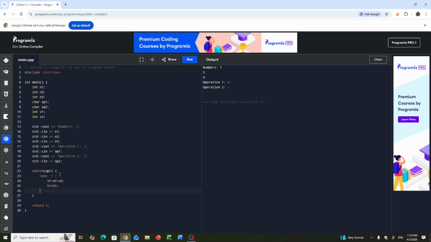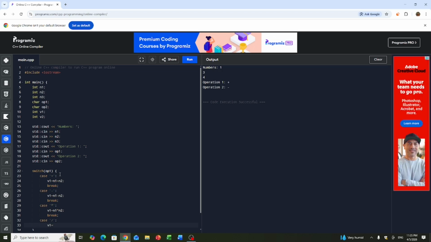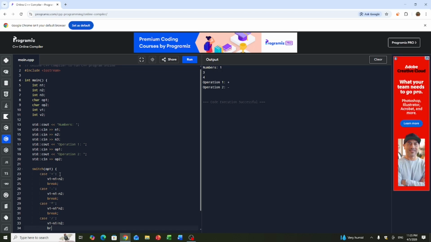break, case minus, v1 equals n1 minus n2, break, case times, v1 equals n1 times n2, break, and finally case divide, v1 equals n1 divided by n2, break.